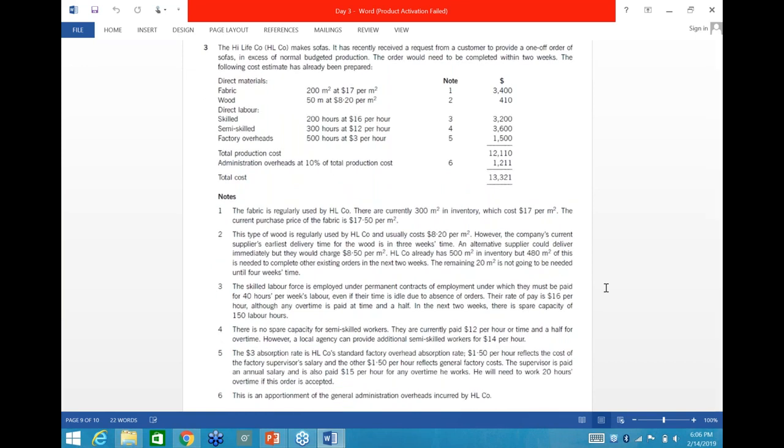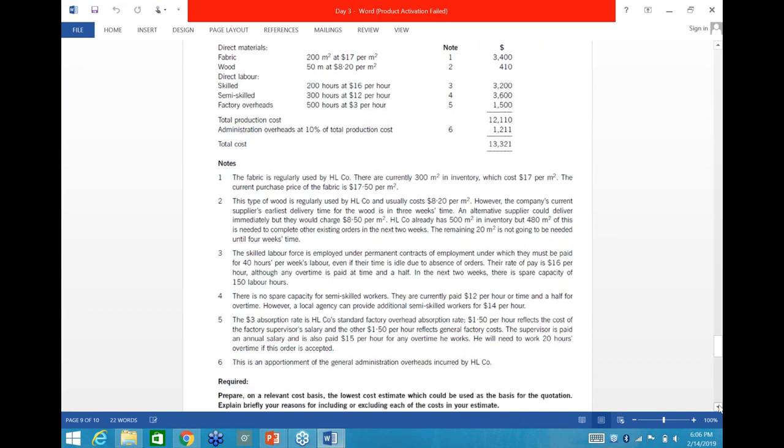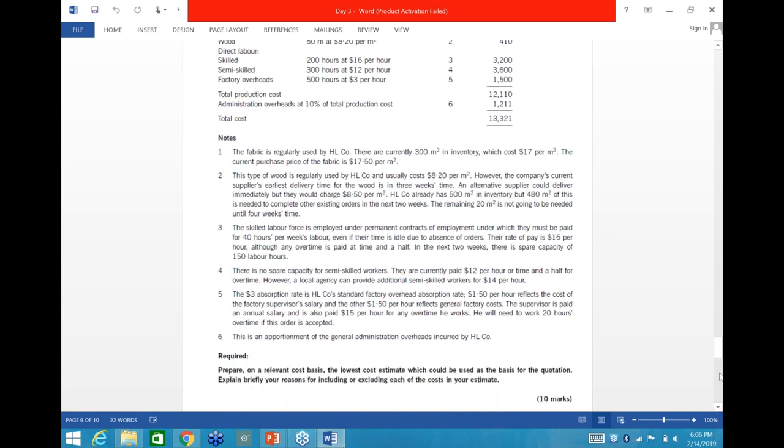Let me take the requirement also. The requirement: High Life company, prepare on a relevant cost basis the lowest cost estimate which could be used as the basis for the quotation. Explain briefly your reasons for including or excluding each of the costs in your estimate. So I'm going to tell you the relevant cost and do the necessary calculations. The reasoning we will discuss, but I'm not going to take it down.